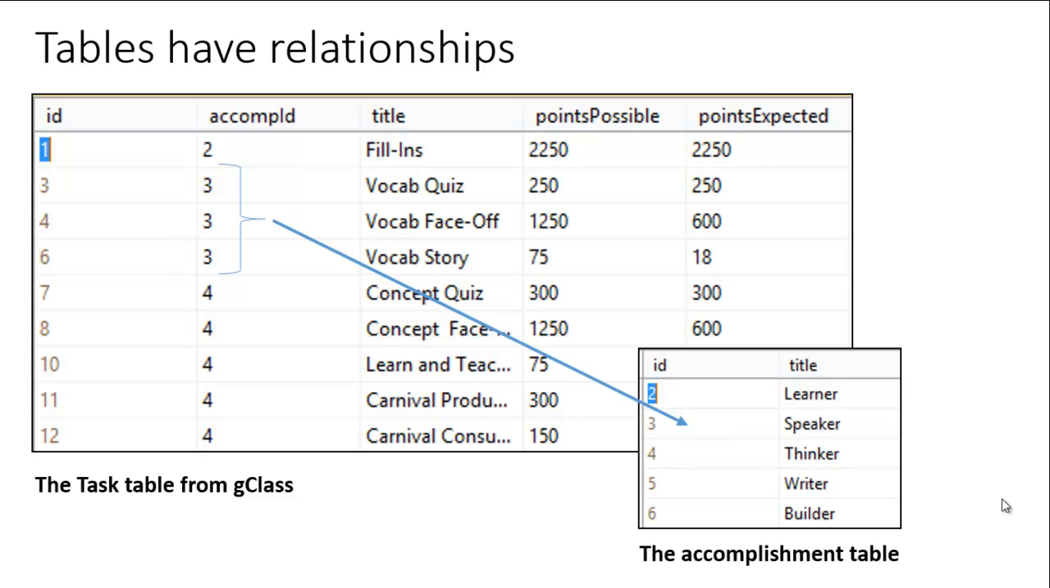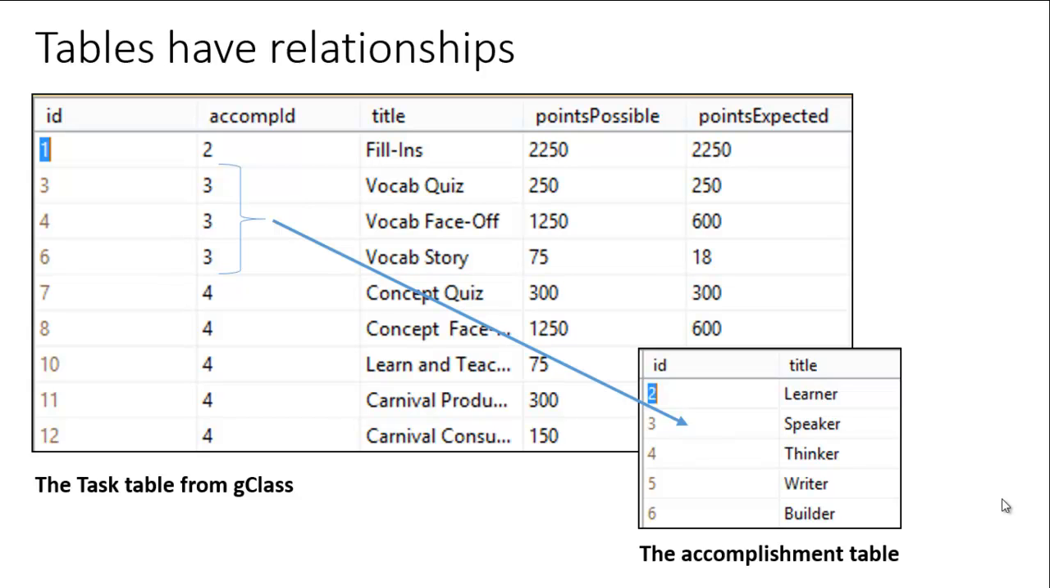You know in the G-class system that each of those tasks is part of some different accomplishment. You know that the accomplishments are learner, speaker, thinker, writer, and builder. Each of those tasks falls under one accomplishment. So we create one table for tasks, we create another table for accomplishments that has all the information about the accomplishment, and then we link the two together. The accomplishment table is linked or related to the task table in order to say which accomplishment each task is part of.